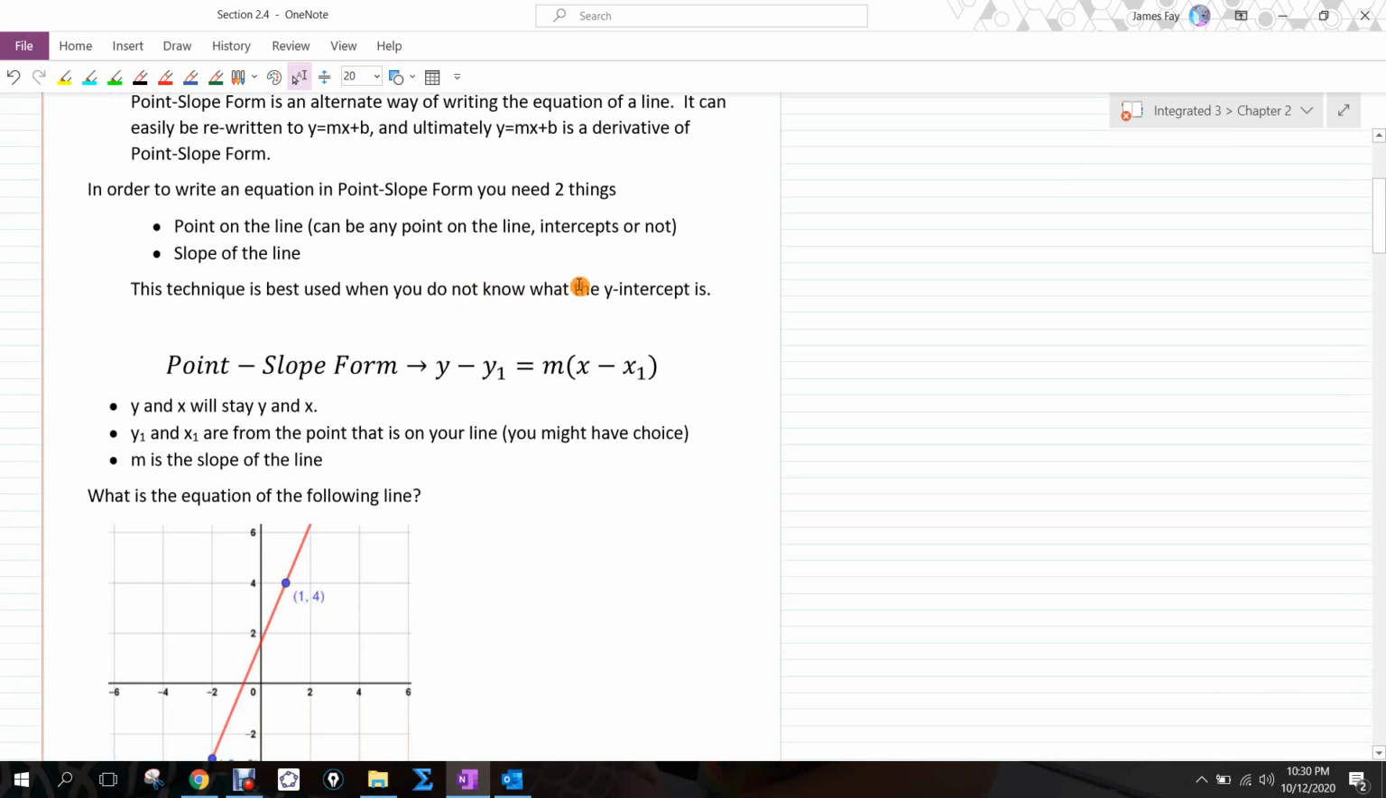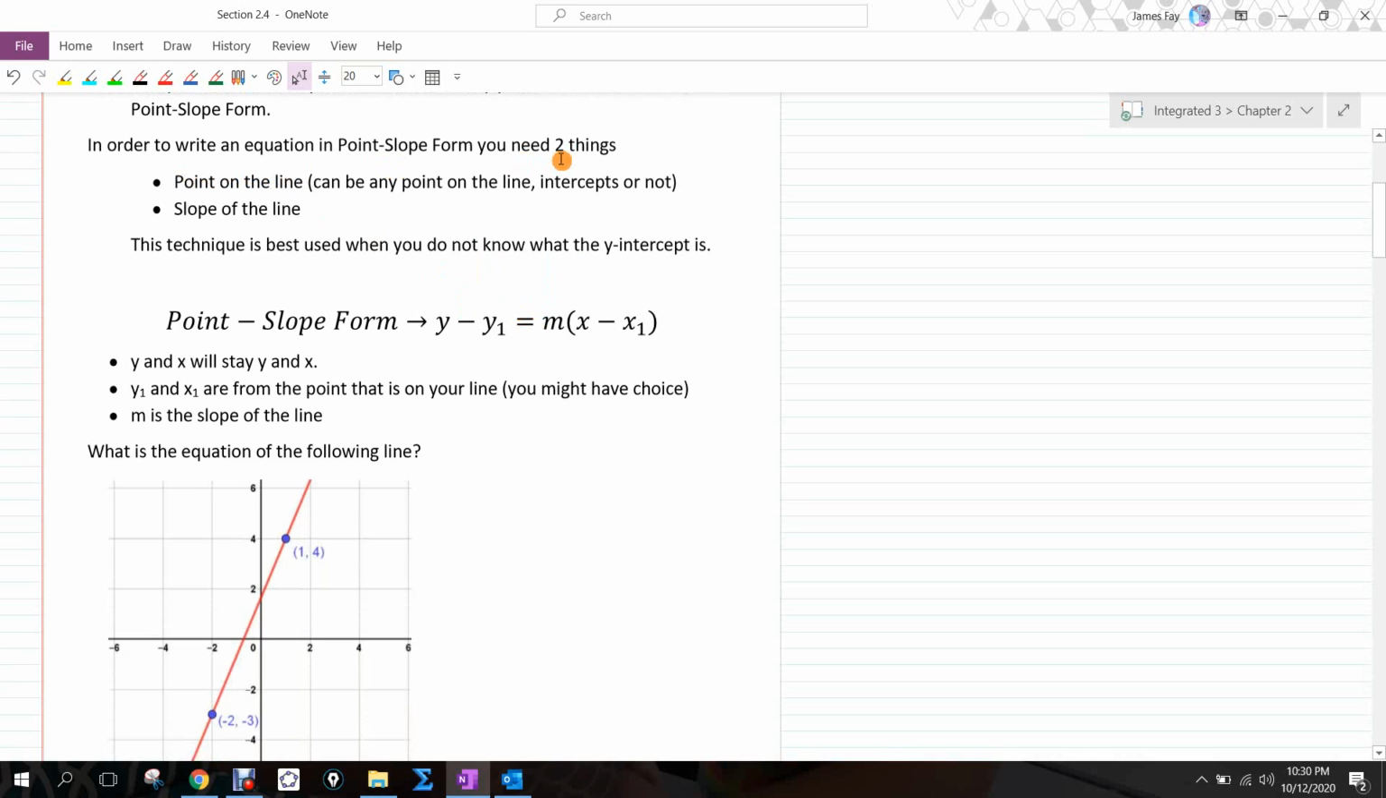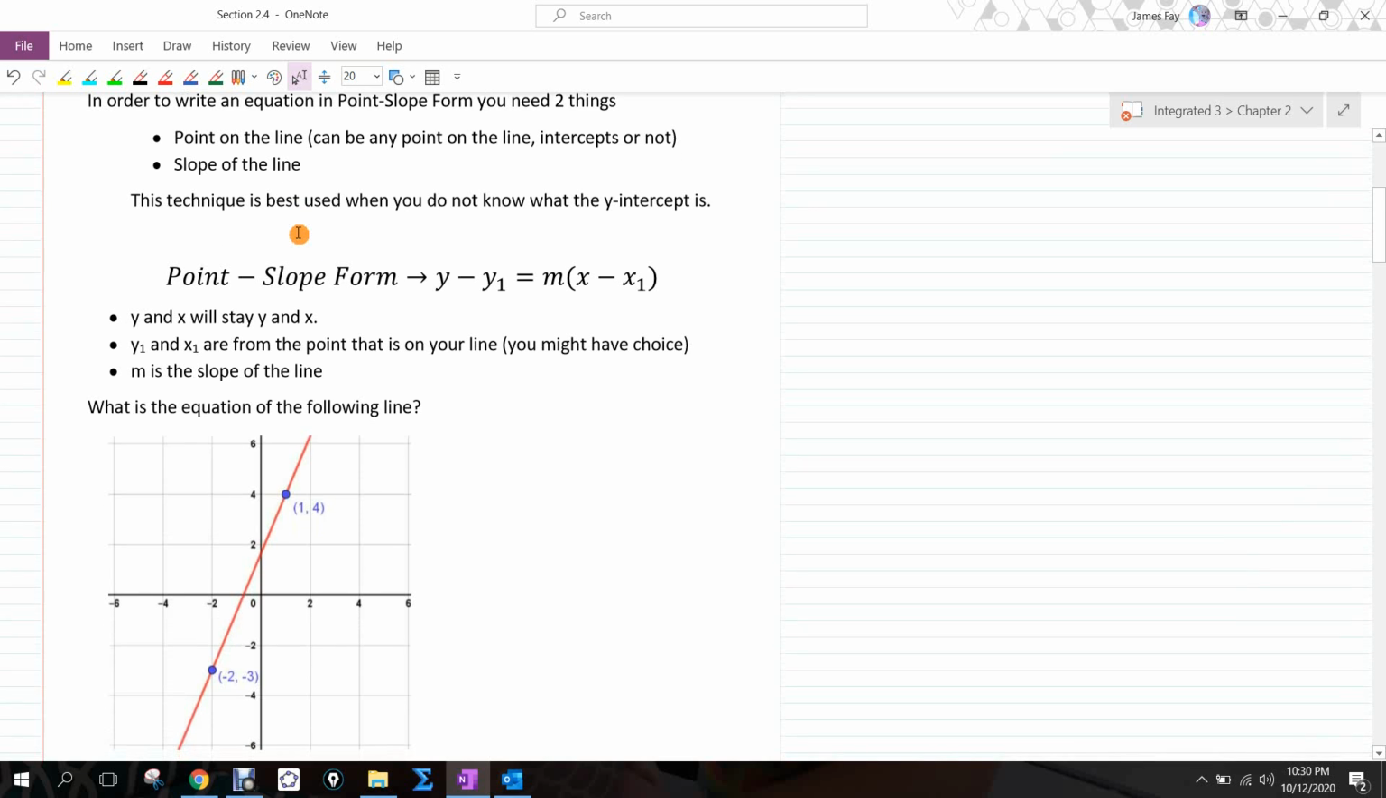In order to write an equation in point slope form, you need two things. You need a point that is on your line, and it doesn't matter what that point is. It could be an x-intercept, a y-intercept, or just any random point that is on the line. And you need the slope of the line. Generally speaking, this is the technique you use when you don't know what the y-intercept is.